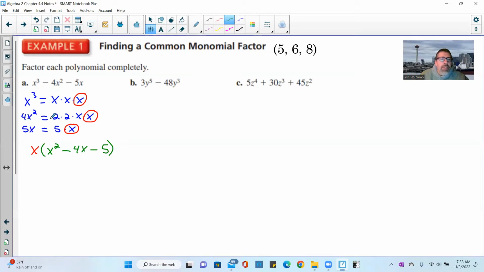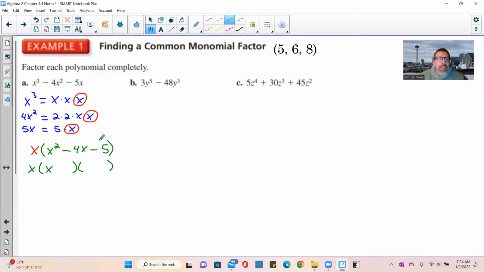And x times x squared is x cubed. X times a negative 4x is negative 4x squared. X times a negative 5 is negative 5x. So I'm just doing the distributive property to get back to what I started with. But we might not be done. So I'm going to write my greatest common factor right here. And then I'm going to see if I can factor this out further.